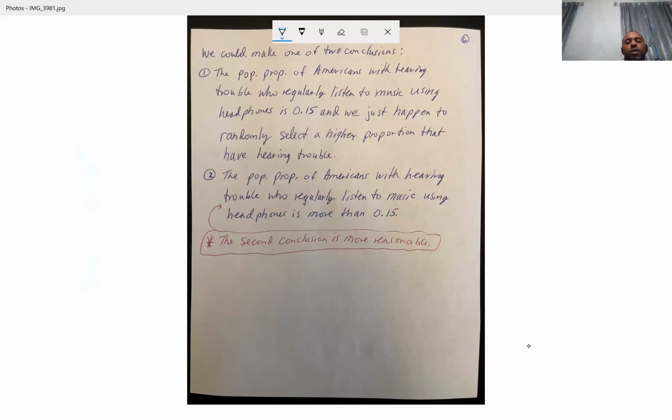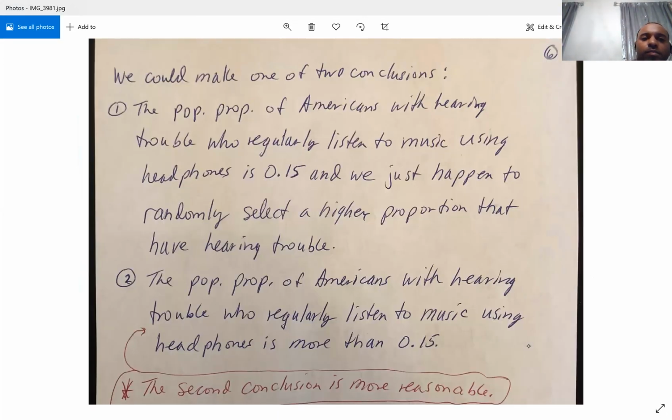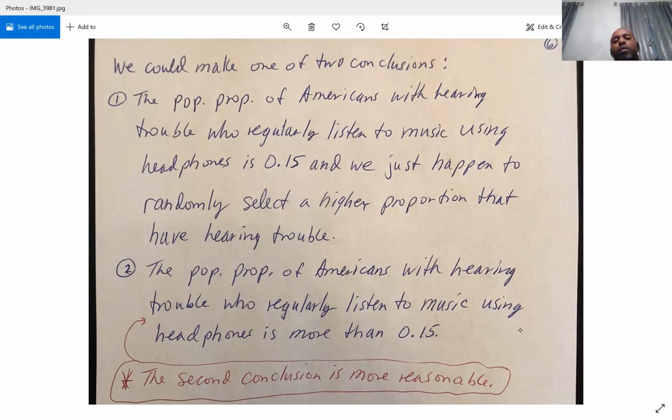All right, so this is finishing off that problem. You can make one of two conclusions. The population proportion of Americans with hearing trouble who regularly listen to music using headphones is 0.15, and we just happen to randomly select a higher proportion that have hearing trouble. So that is an option.